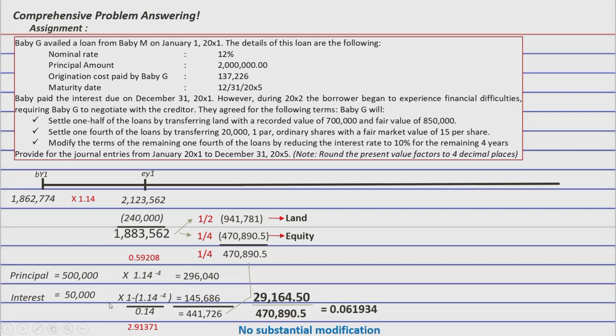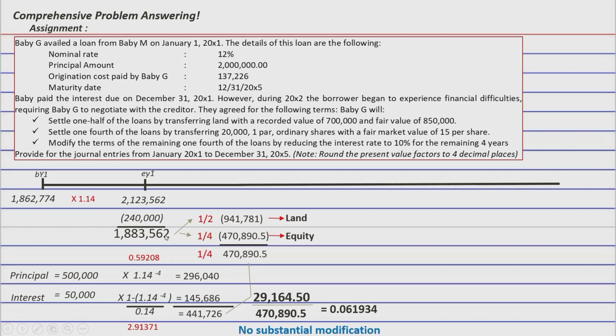And since it is smaller than the agreed principal to be paid, we have computed the new effective rate, which is 14%. And because of that, we continued completing the timeline already. So we have 1,862,774 times 1.14 or 114%, the liability balance became 2,123,562 after 1 year.